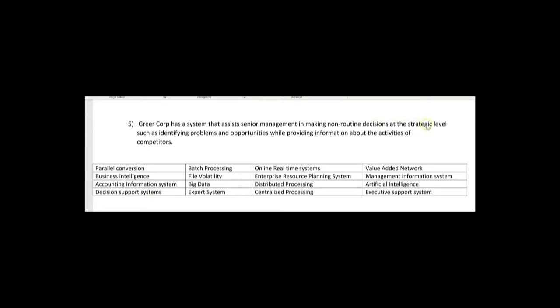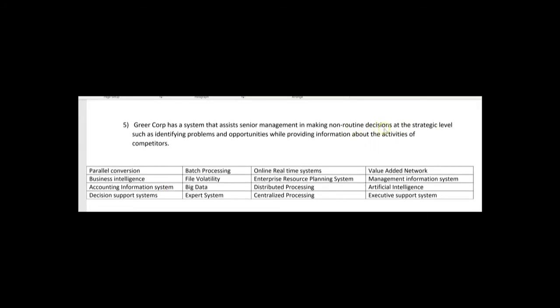Well, it says that it's at the strategic level. And when you see non-routine decisions at the strategic level, opportunities and problems, identifying them while providing information about activities of competitors, this is something that the executives would be doing. This would be an executive support system. So an executive support system helps senior management make non-routine decisions, such as identifying problems and opportunities while providing information about things like activities of competitors. At the strategic level, high-level decision makers get the information they need to set and monitor progress toward the organization's long-term objectives. ESS, Executive Support System, is also known as Executive Information System, EIS, same thing.